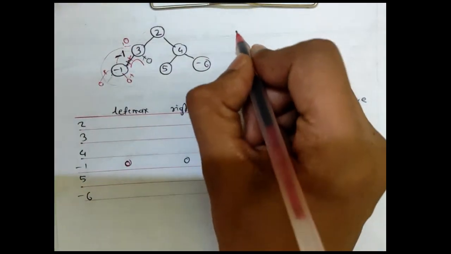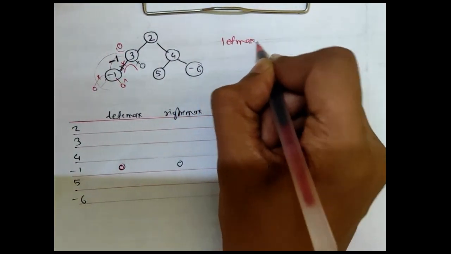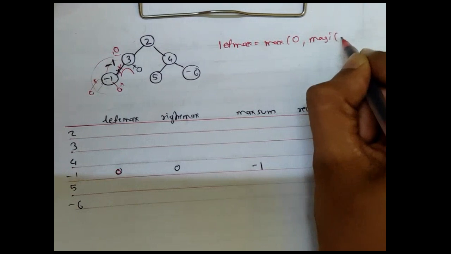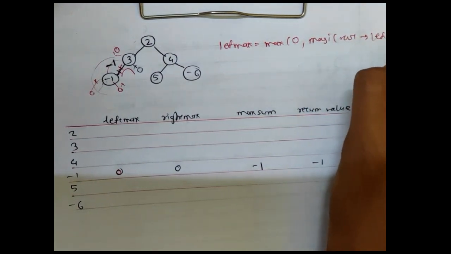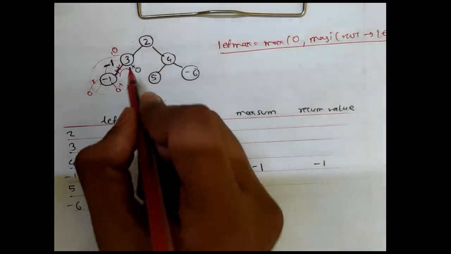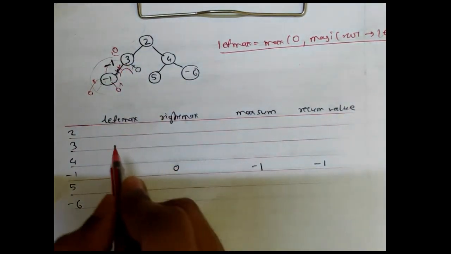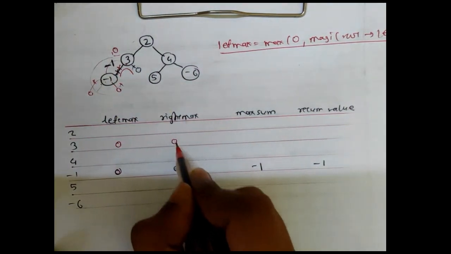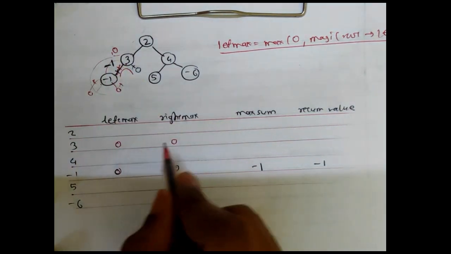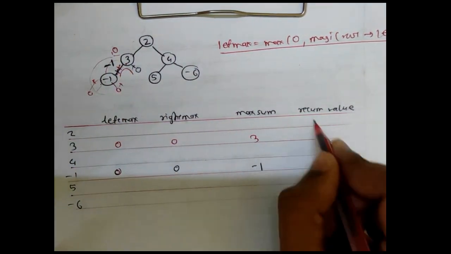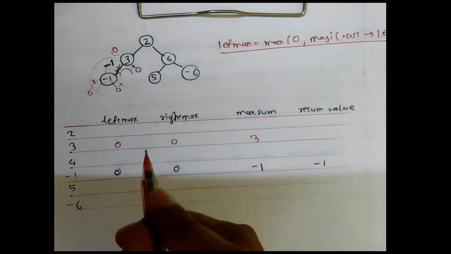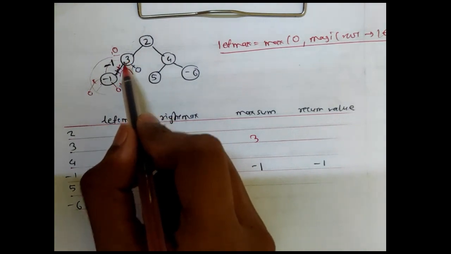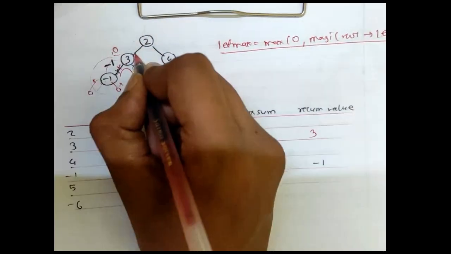So the optimized way is left max is equal to max of 0 comma magic of root's left. This will be more optimized. So for 3, the left max will be 0 instead of -1 because we want the maximum value. Right max will be 0. The maximum sum will be left max plus right max and the root value, which is 3. And the return value will be the maximum of the 2 plus the root's value, which is 3.